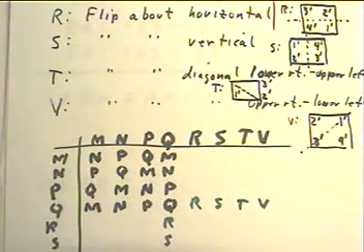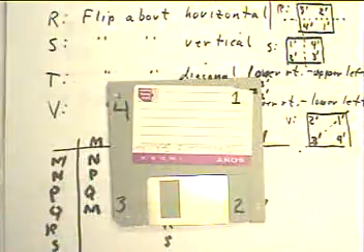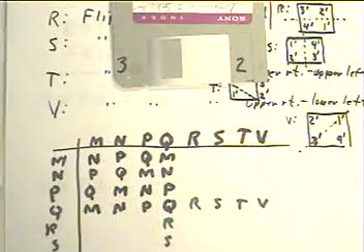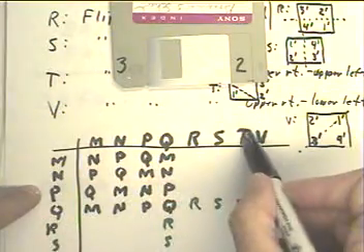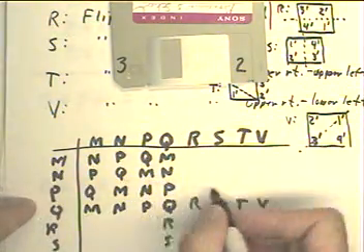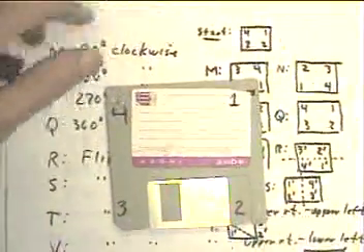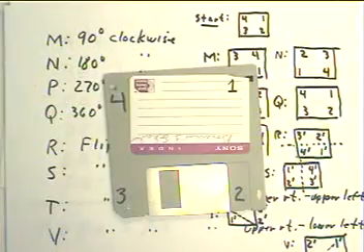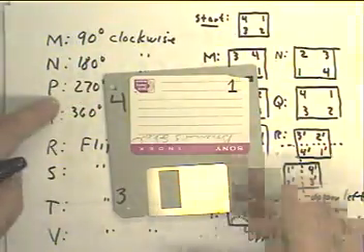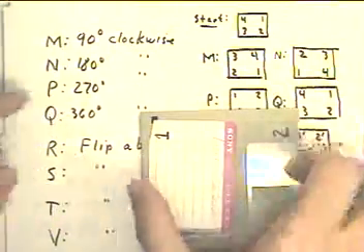We can combine, of course, the rotations with the flips. So for example, if we wanted to do P and then T, let's see what P and T would give us, and that's going to give us something that we would put in the P row in the T column. So let's see, a P rotation is 270 degrees. So we go 1, 2, 3, that gives us 270.